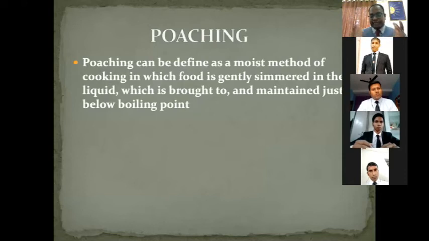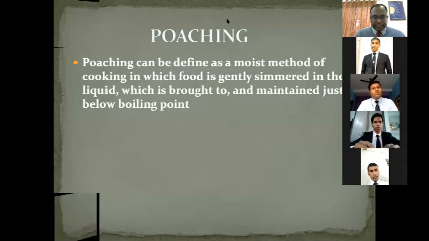The temperature is between 70 to 96 degrees Celsius, and between that temperature we put the foodstuff in. It's a slow method of cooking, used especially for very delicate cuts. It can be delicate fish, or delicate foodstuff like egg. Egg and fish are generally the things which are poached.